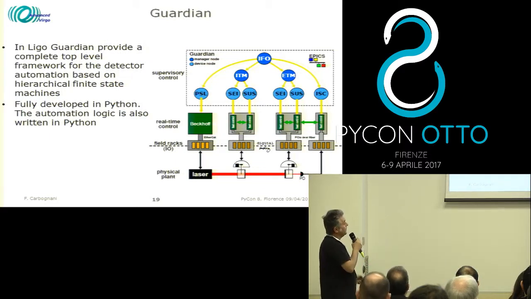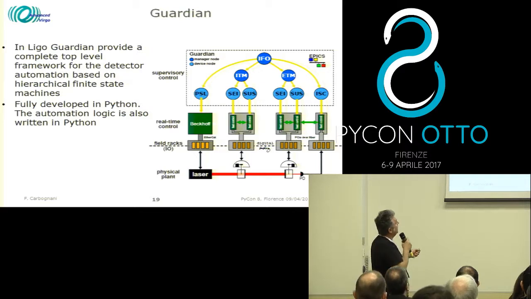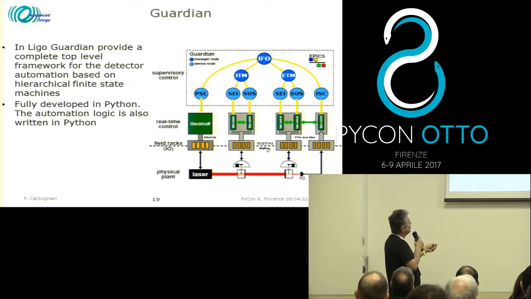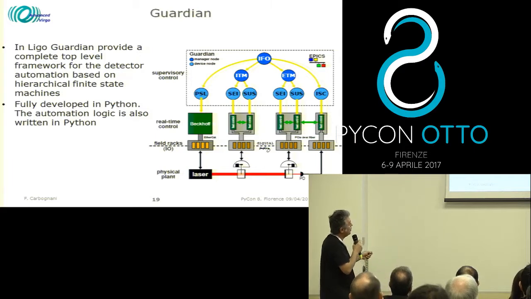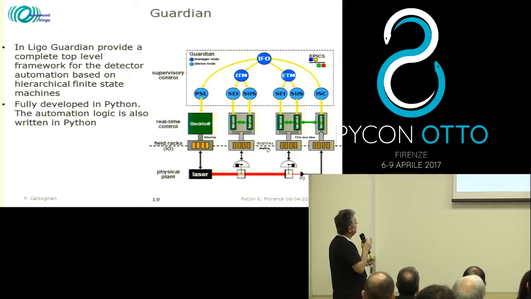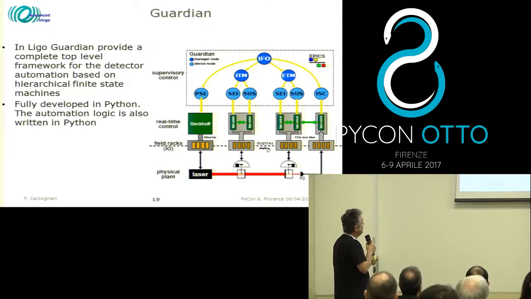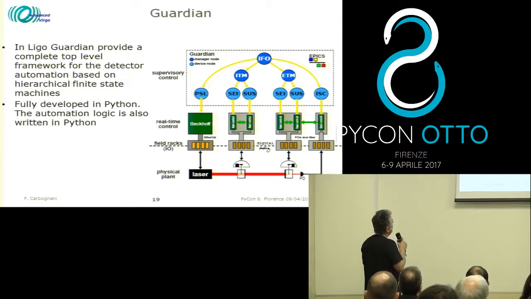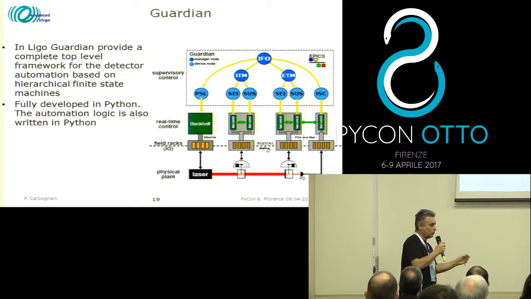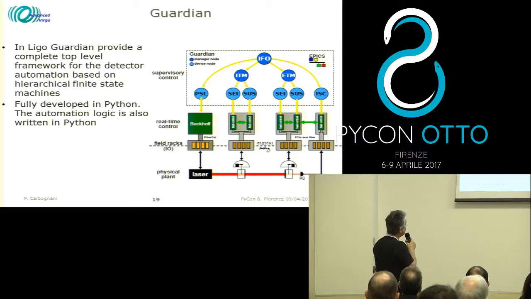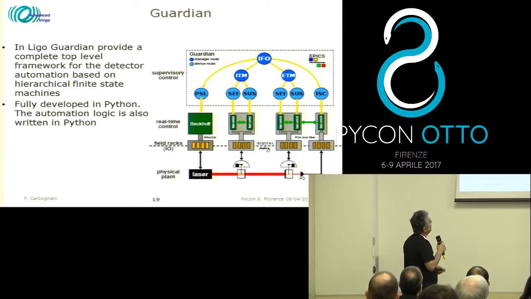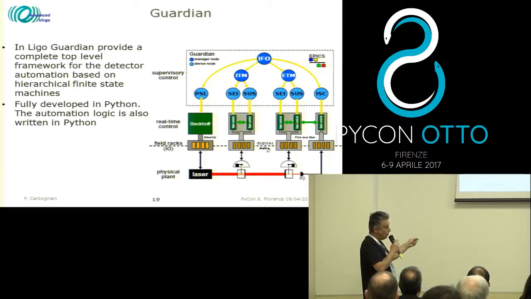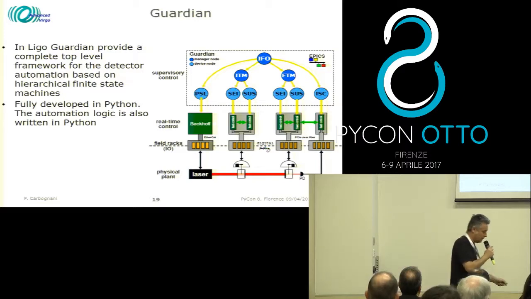To implement this control layer, we looked at what LIGO was doing. LIGO was using the so-called Guardian, and Guardian provides a complete framework for the automation of your machine. That was a supervisory control or automation layer based on hierarchical state machines. This system is fully developed in Python, and also the code you develop for controlling your system is made in Python.